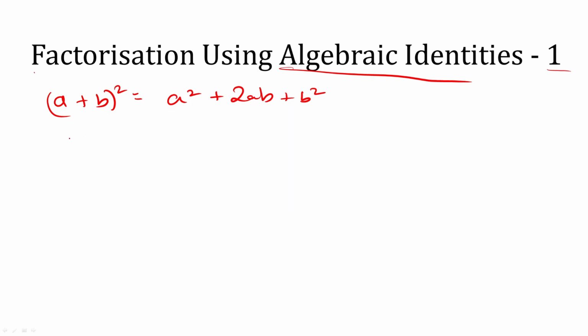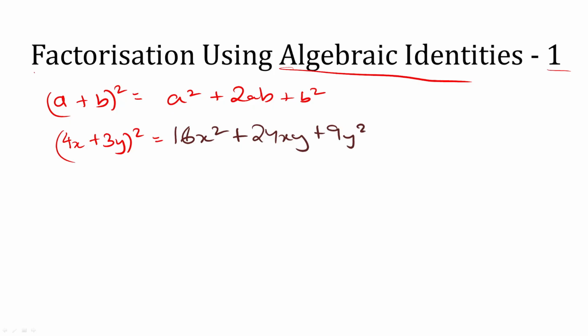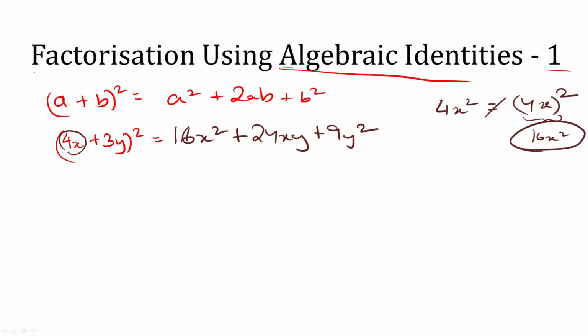As usual, we have always done it like this. What is (4x + 3y) whole square? We would simply write that it is equal to 16x square plus 24xy plus 9y square. And remember that whenever we square 4x, (4x) square is not equal to 4x square. These are not equal. It is actually equal to 16x square, so we should always keep this in mind.